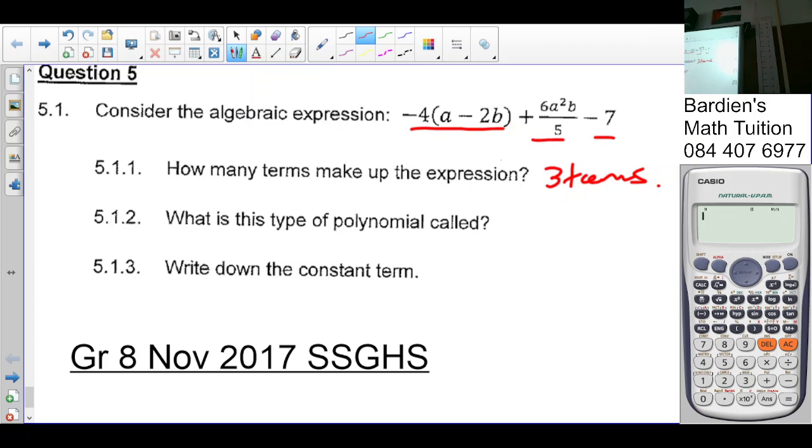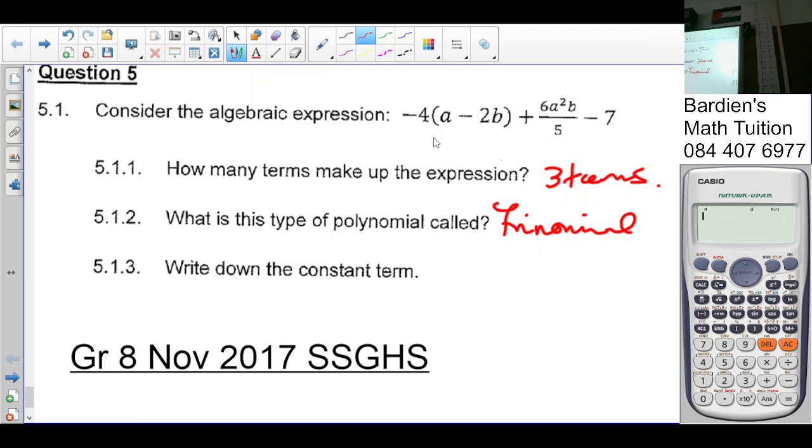What is this type of polynomial called? It's called a trinomial. Why? 3 terms. You have 2 terms? Not dual, no. Binomial. 1? Monomial. 4 or more is normally known as a polynomial.